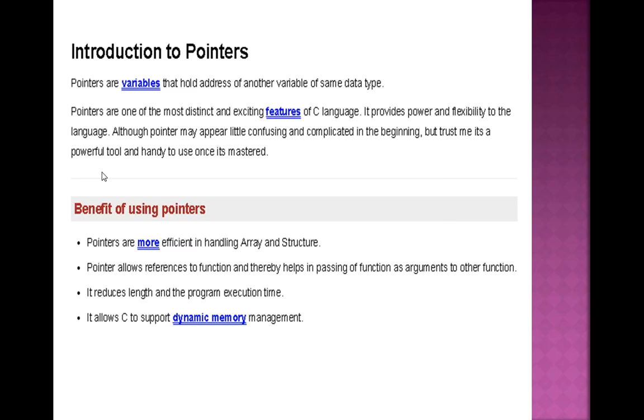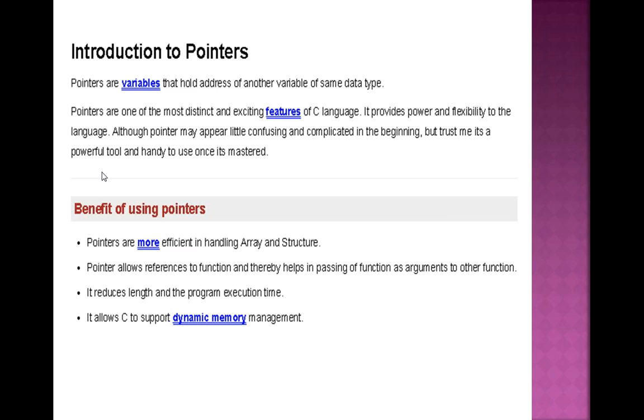The second point says pointers allow references to functions and thereby help in passing functions as arguments to other functions. It also allows references to functions. It means we can pass a function from one part to another with the help of the pointer. We can pass the address from one part to another with the help of pointers.